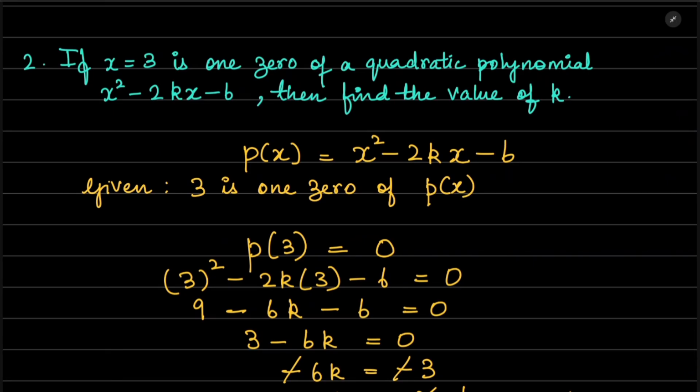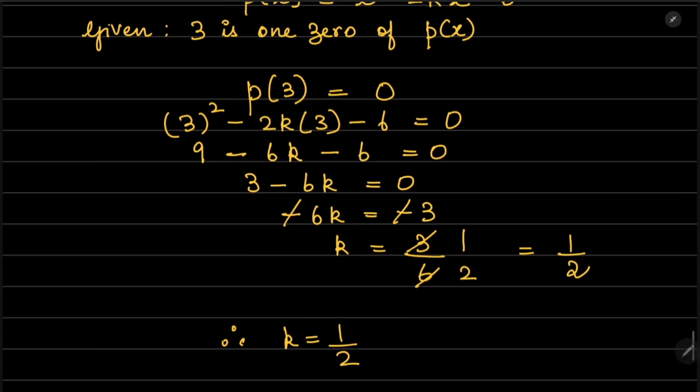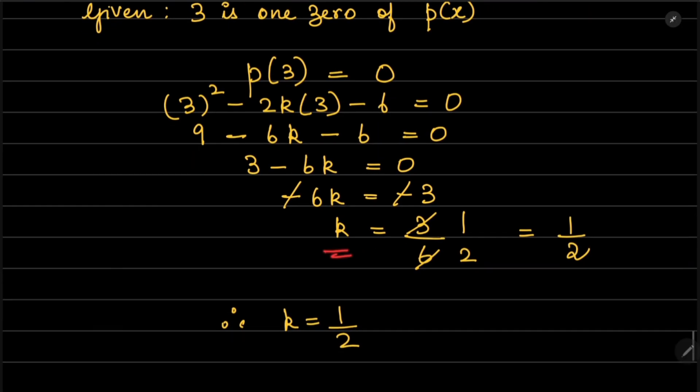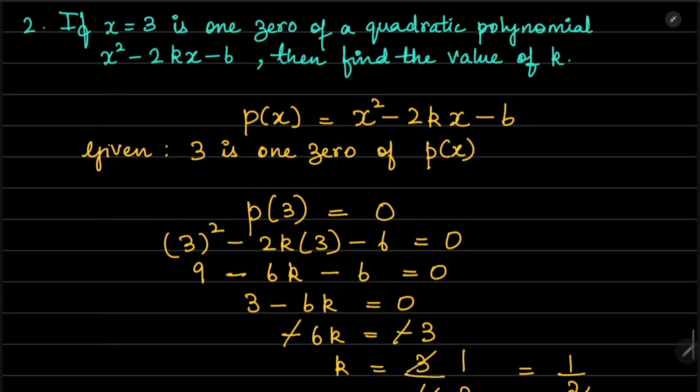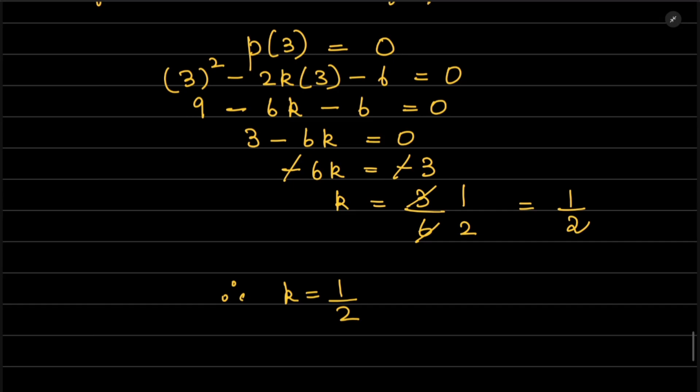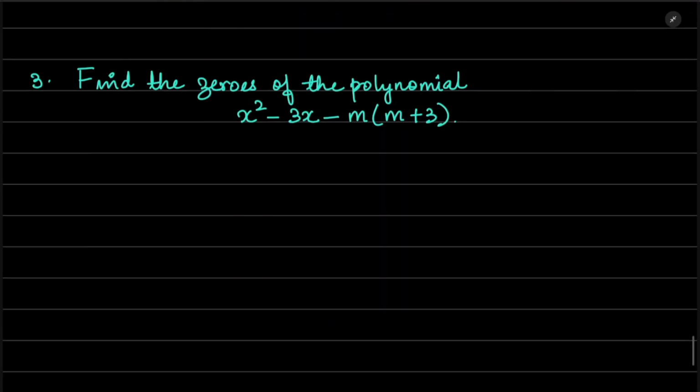Very easy. So whenever you're given a zero, that means in place of x, you have to just put that zero value. The value of the polynomial is going to be 0 at that x value. So at x equal to 3, p of x becomes 0 and that is why it is called the zero of the polynomial. Okay, so when you substituted, you found the unknown value k, and k is equal to 1 by 2. Let's move on to the next question.